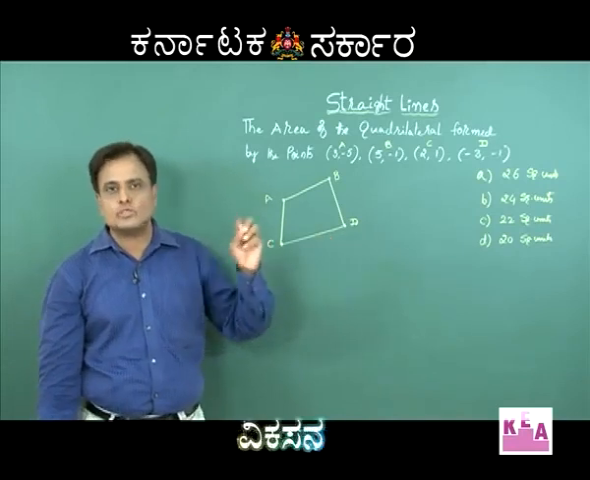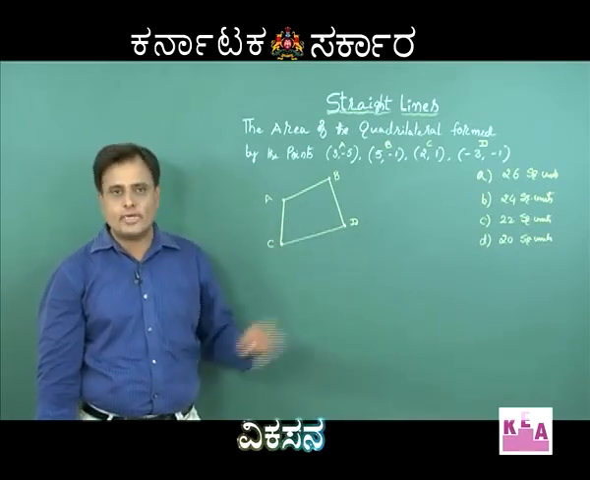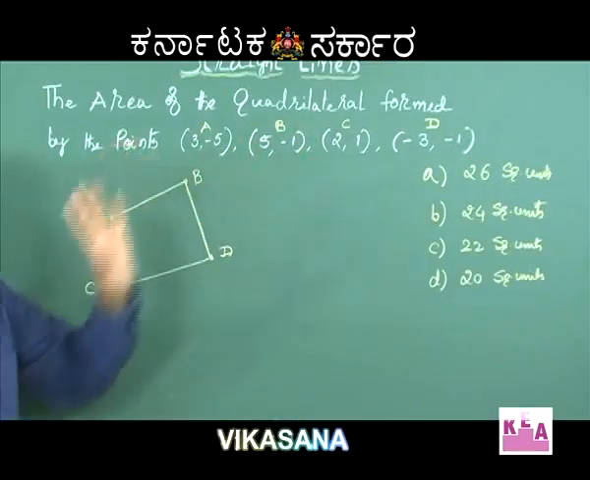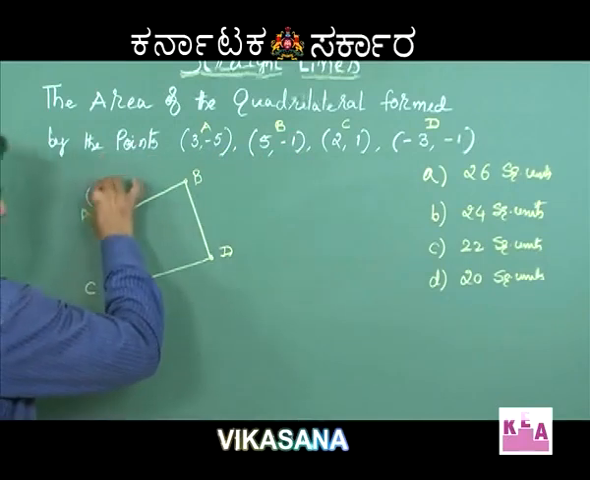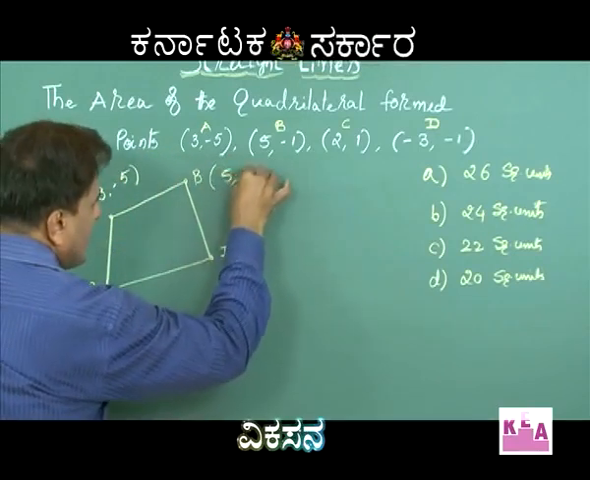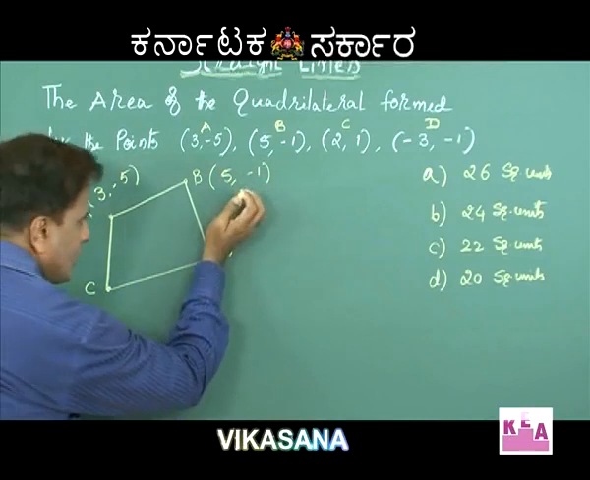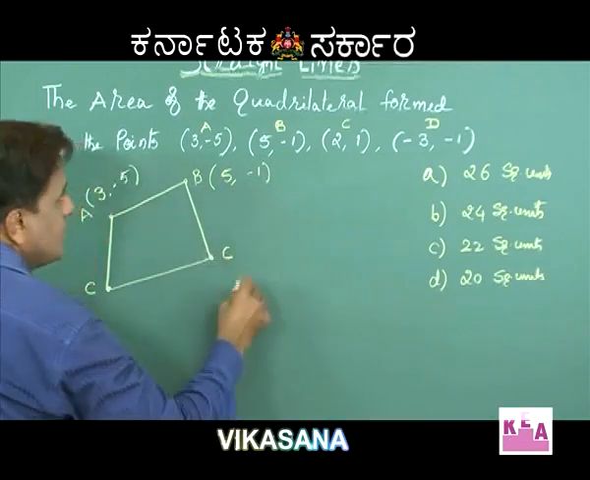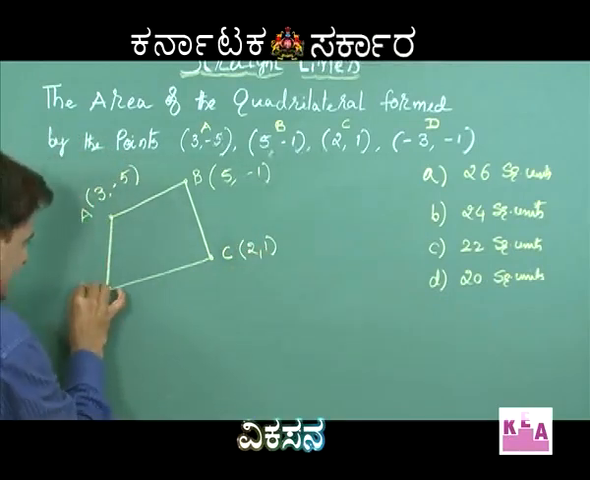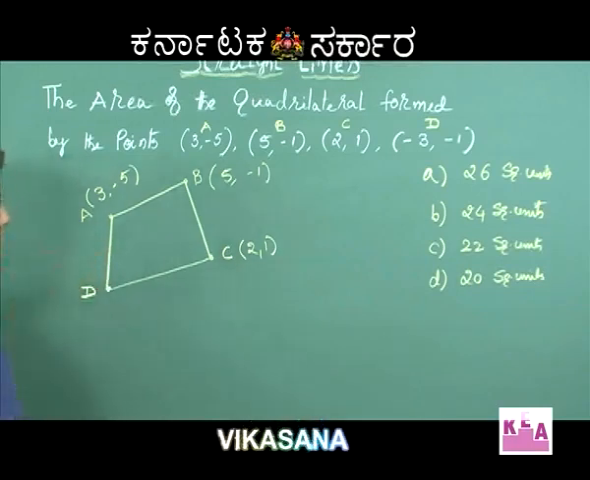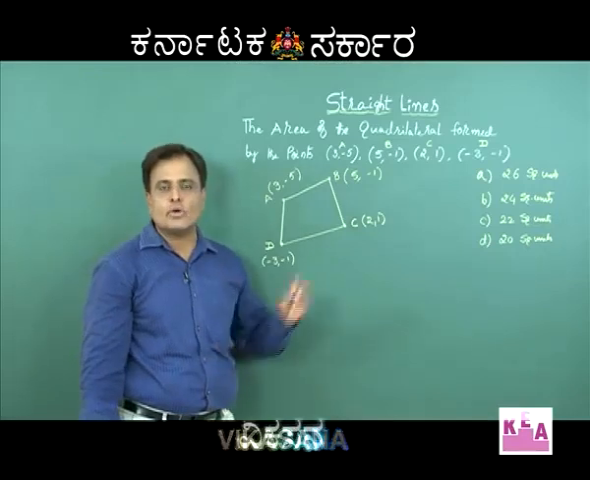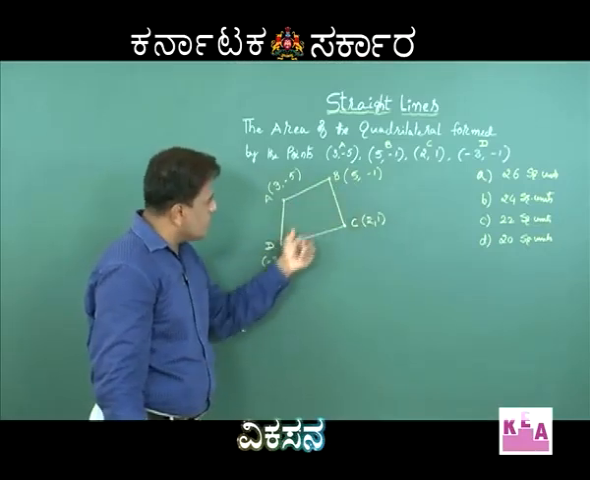Again, I am going to give you a small trick and technique to find the area of a quadrilateral. Dear students, observe this. I have taken the given points as A, B, C, D. Here A is 3 comma minus 5 and B is 5 comma minus 1, C is 2 comma 1, and D is minus 3 comma minus 1. See that the vertices of the quadrilateral are A, B, C, D.